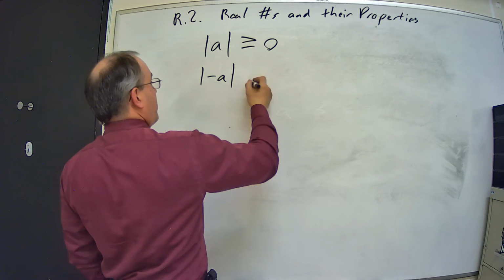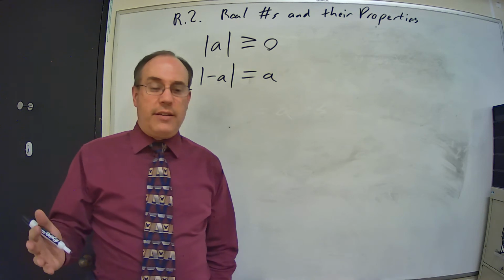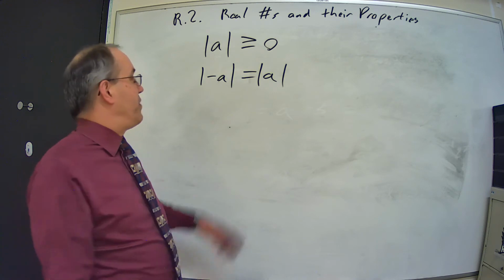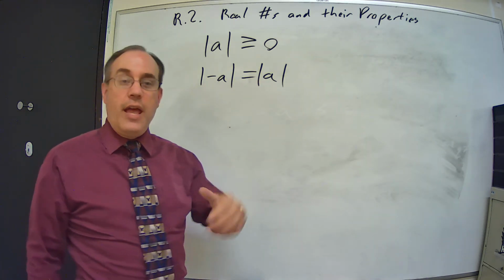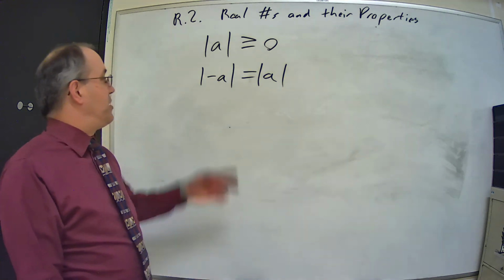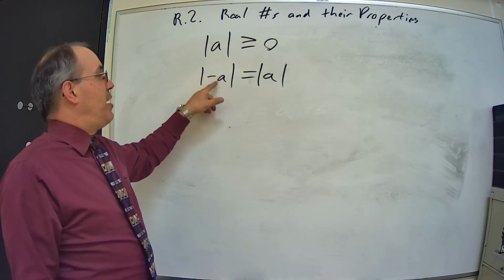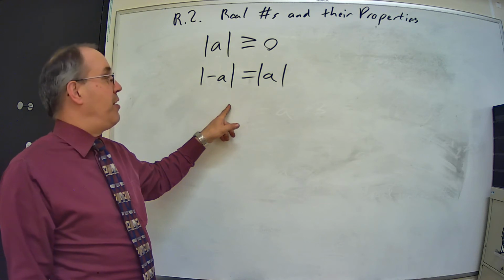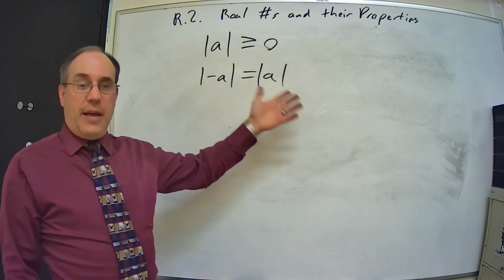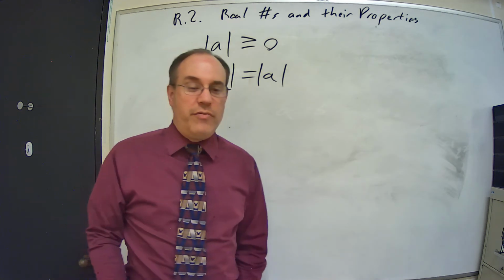Negative A is equal to, actually let me do this, is equal to the absolute value of A. So you have the absolute value of negative A is equal to the absolute value of A. Doesn't matter whether A is positive or negative. Because if A is positive, then this is going to be a negative value. When you take the absolute value, you're going to get a positive value. If A is negative here, then this is going to be a positive value. Take the absolute value, it's going to give you the positive value. So the absolute value of negative A is always equal to the absolute value of A.